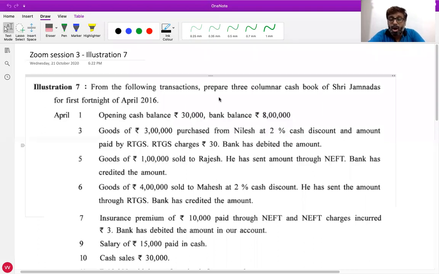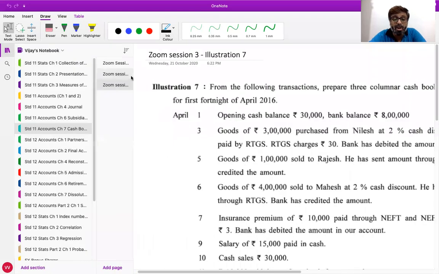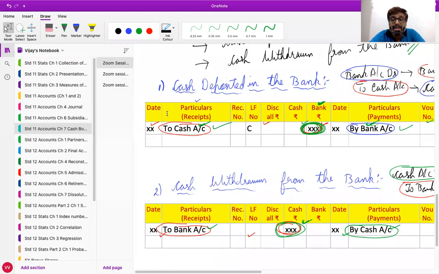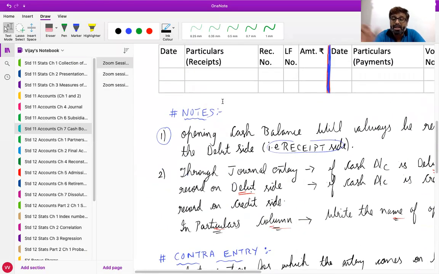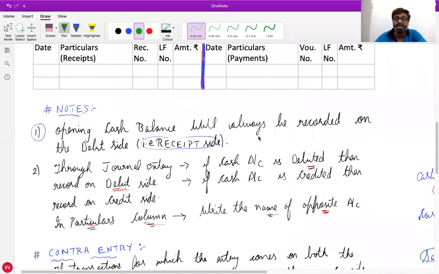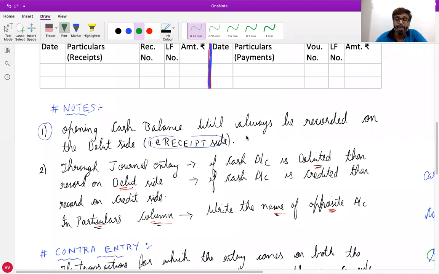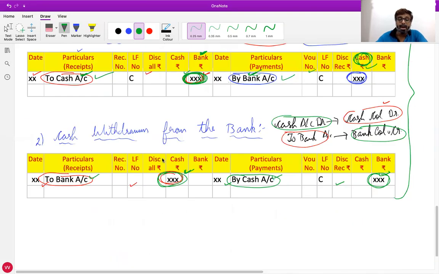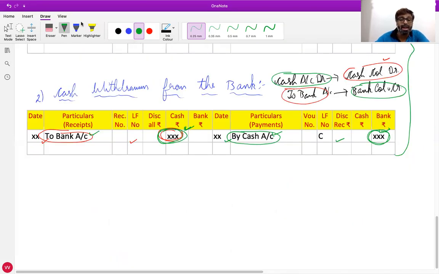Now we are making three columns for the cash book. Before we start with illustration 7, if you all remember, I made you write in the note that the opening cash balance will always come on the debit side. Do you remember this? Yes, sir. Now for three columnar also, all of you write down some notes.